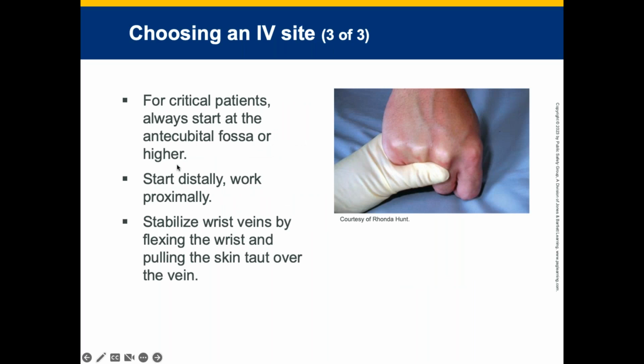For critical patients, always start at the antecubital fossa or higher, and you start distally and work proximally. Why would that be? What are your thoughts? Why do we always start distal and work proximal? Because if you blow a distal vein, then the fluid doesn't backflow. If you blow a distal vein, the fluid is not going to go down into your next site. Right, exactly. So we want to start low, work our way up high, right?